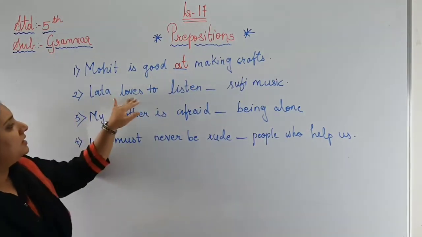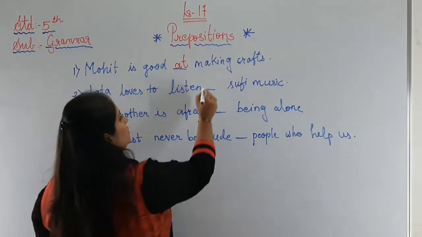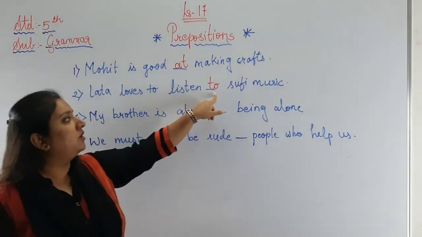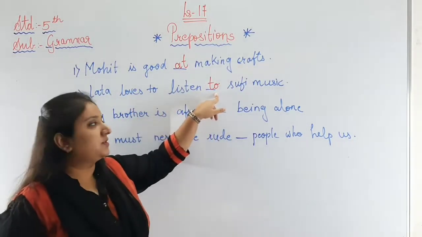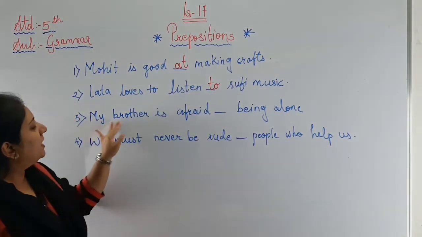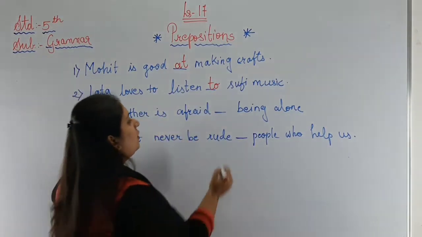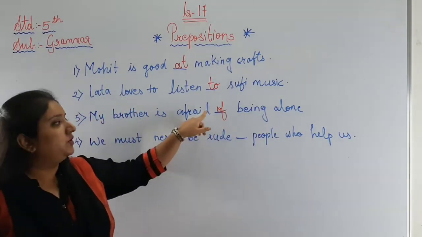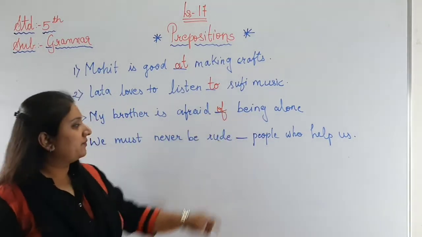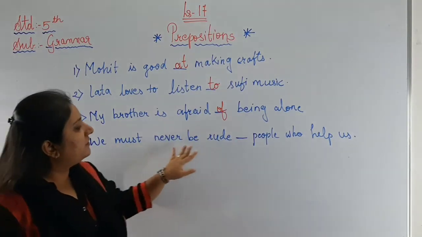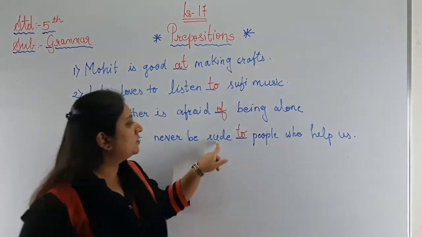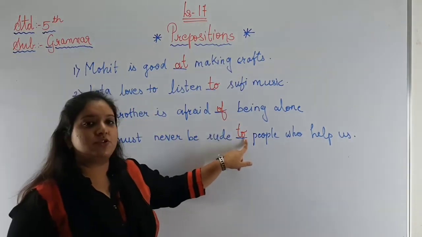Next, Lata loves to listen to Sufi music. So with the word listen, we have to always add the preposition to. Next, my brother is afraid of being alone. So with the word afraid, we have to use preposition of. Next, we must never be rude to people who help us. So with the word rude, we have to compulsorily use the preposition to.